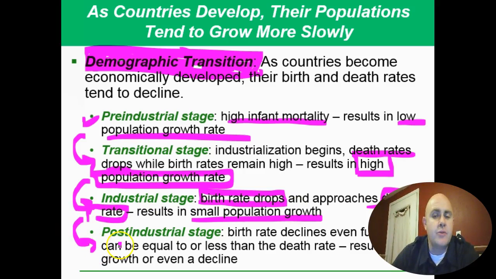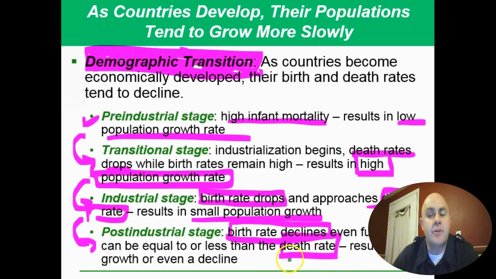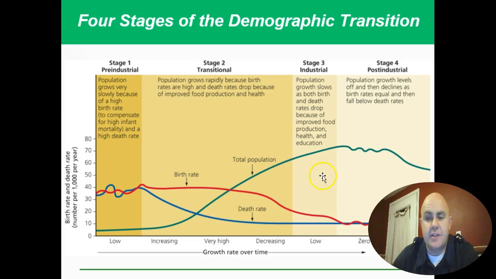And then we move to the post-industrial stage. And when we're in the post-industrial stage, we have birth rates declining rapidly. And they go down even further to equal to or less than the death rate. And when you get that, you get zero growth or even shrinking populations. And so these are the stages of country development. And so this is what this diagram shows. It lays it out for us a little bit.